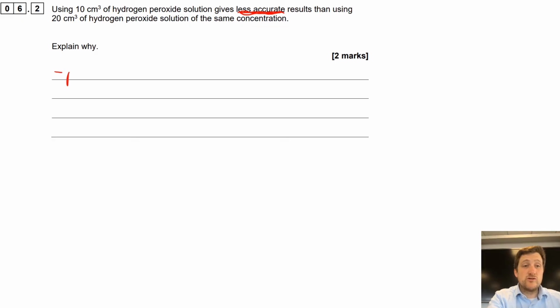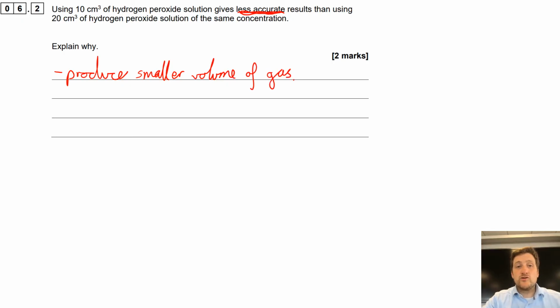It's going to produce a smaller volume of gas. I mean, that is actually what is going to happen if we have 10%. Now, why is that smaller volume of gas going to cause the results to be less accurate? Well, the smaller the volume of gas, the smaller the measurement we make, the easier it is to make an error, and the greater percentage error this is going to be.